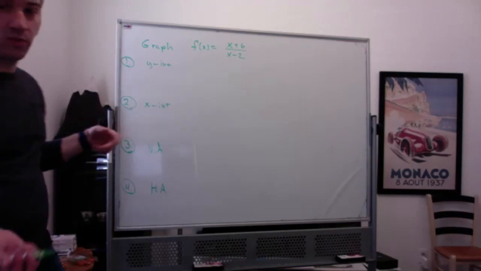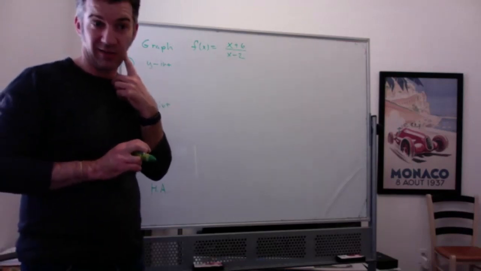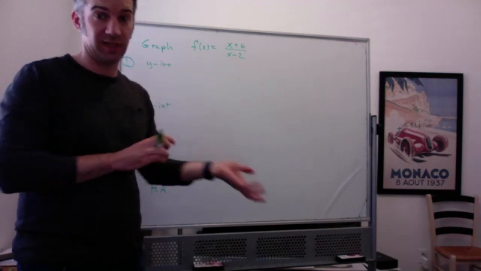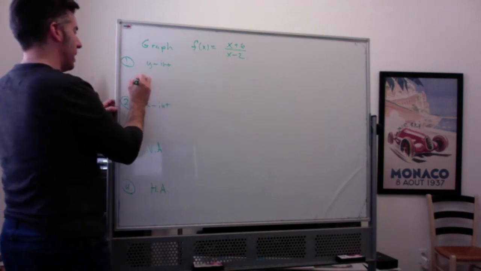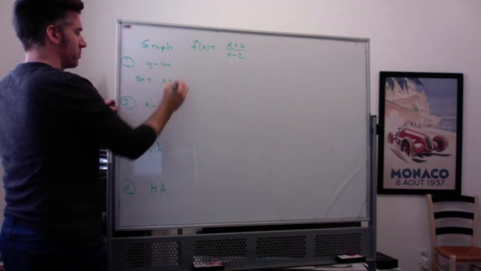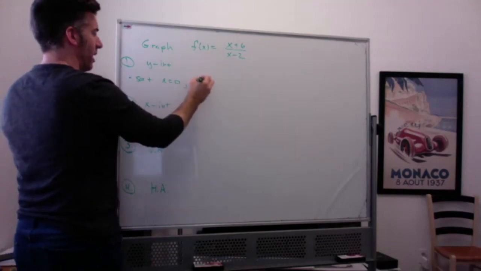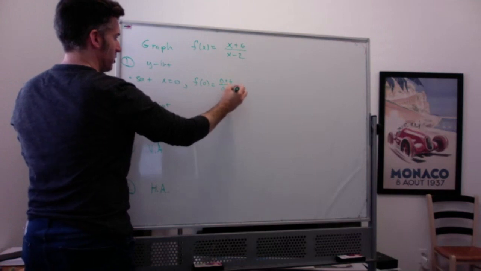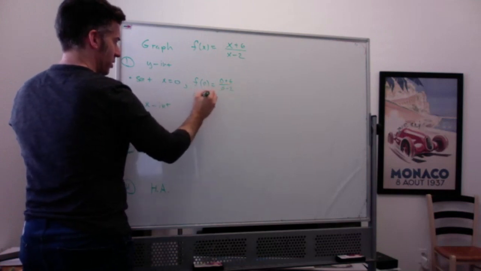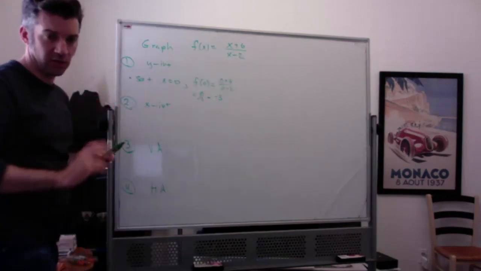I'm also going to think about the multiplicities of the x-intercepts like we were doing for polynomials, because that's kind of useful. So y-intercept, set x equal to 0. If x is 0, f of 0 is going to be 0 plus 6 over 0 minus 2, which is 6 over negative 2, which is negative 3. So my y-intercept is 0, negative 3.